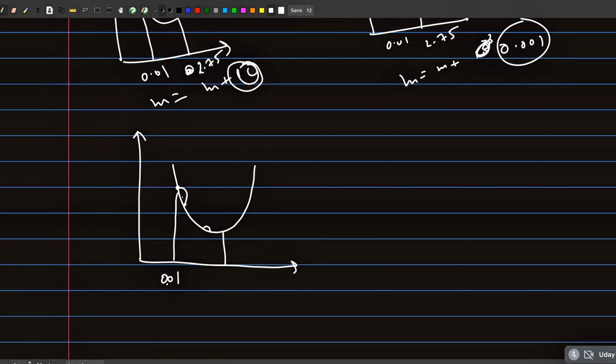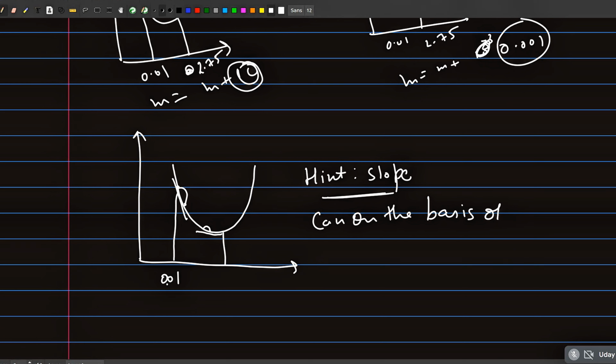So can you suggest something, like I would give you a hint कि see कि यहाँ पर स्लोप क्या है, यहाँ पर स्लोप क्या है, this is the slope, and on the basis of slope, can we come out with some way?